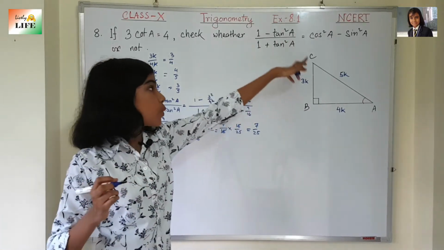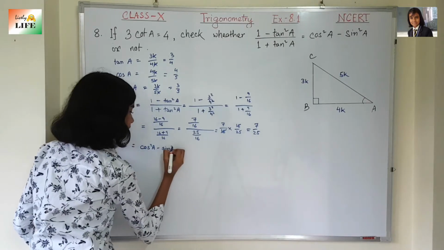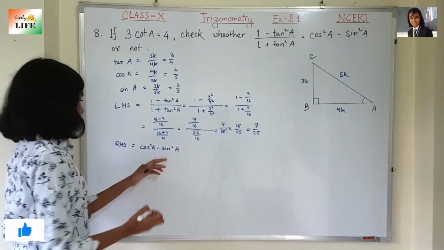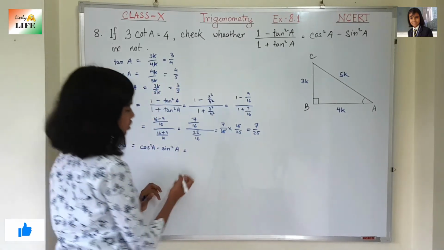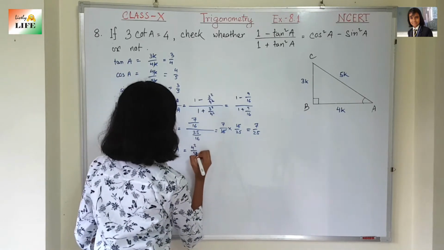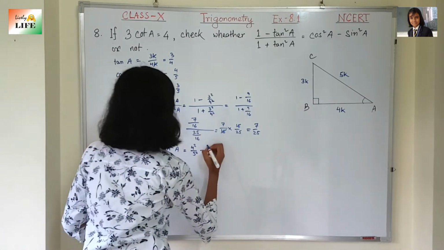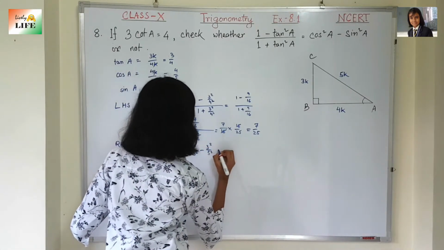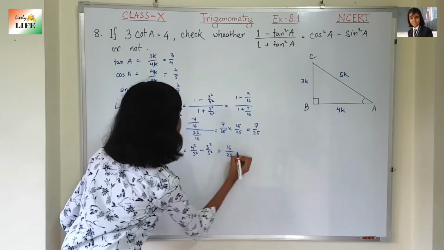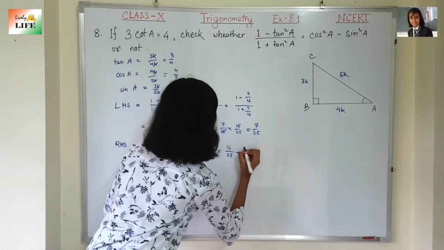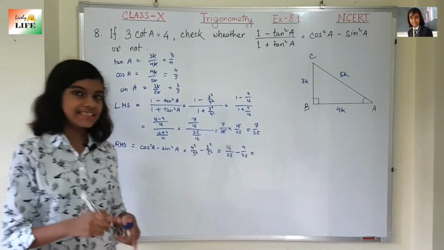Now let's solve the RHS, meaning the right hand side. What is the RHS? Cos square A minus sin square A. Okay. Now what is cos A? We have found out cos A is 4 by 5. Then cos square A will be 4 square by 5 square, minus sin square A, which will be 3 square by 5 square. What is 4 square? 16. What is 5 square? 25. Minus, what is 3 square? 9. 5 square is 25. What is 16 minus 9? 7.